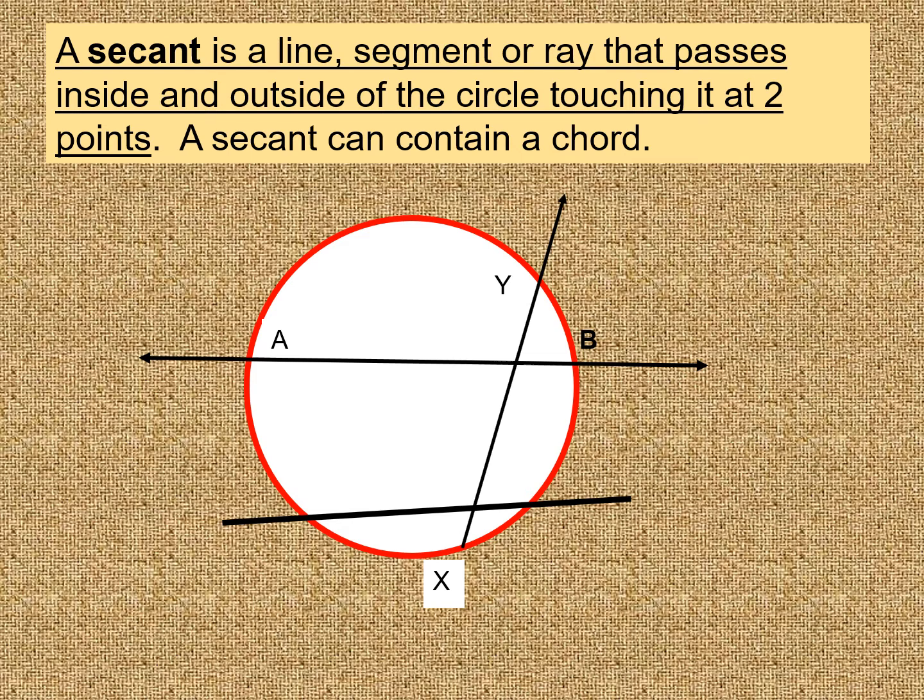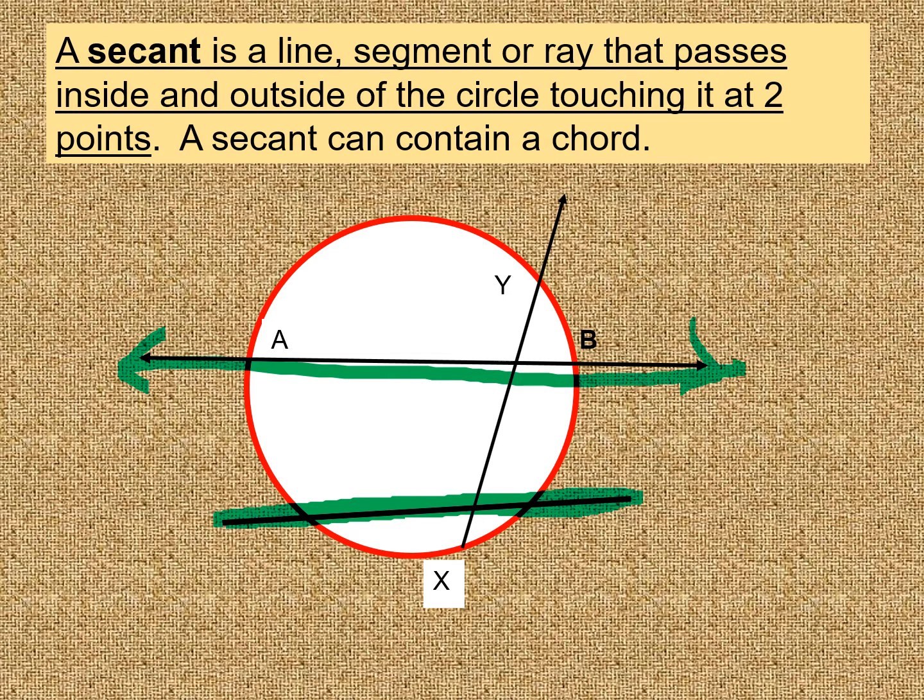And a secant of a circle goes through the circle, inside and outside of the circle. It can be just a segment. See, this doesn't have arrows. It's got an inside part and an outside part. All right, or it can be a whole line with the arrows. Keep on going either way. Or it could be just a ray.